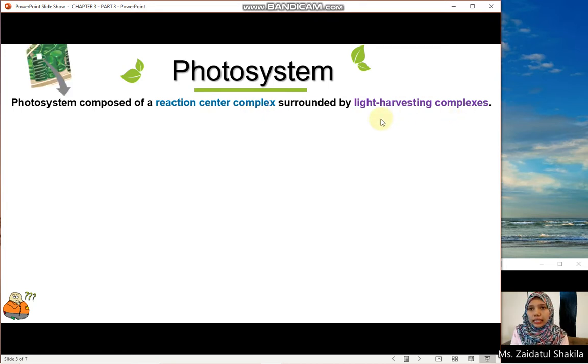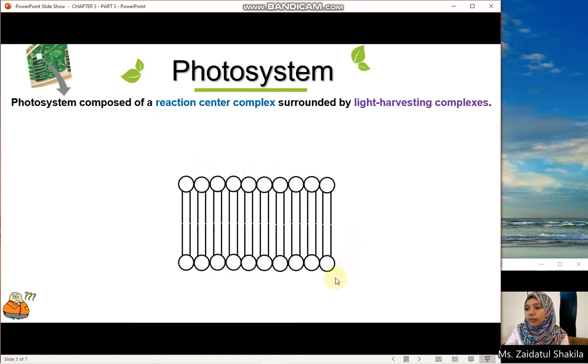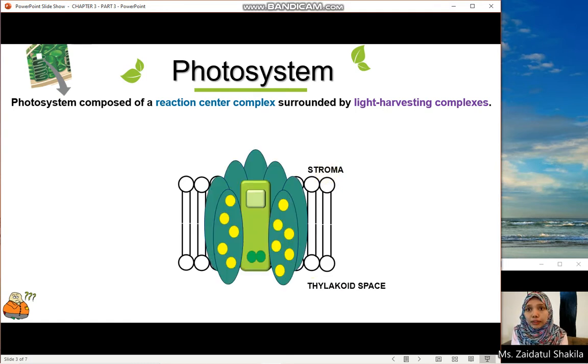What you see here in this diagram is the cross-section of the thylakoid membrane. In the middle of this diagram is the thylakoid membrane. The inner part of this membrane is the thylakoid space, and the outer part of the membrane is the stroma. So the photosystem is embedded in the membrane of the thylakoid. In the middle of the photosystem is the reaction center complex.